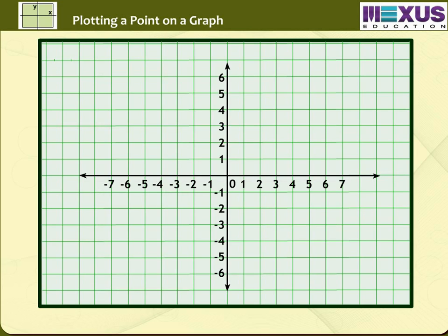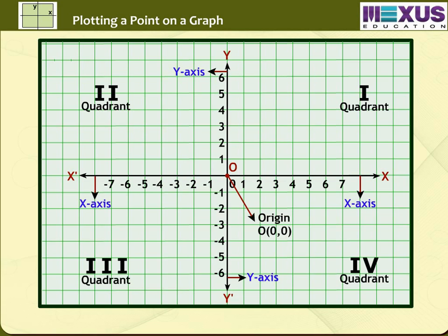We have already learned about graph and the Cartesian coordinate system. Let's revise it quickly. The line X'OX is called the x-axis, and line Y'OY is called the y-axis. The point O, the intersection of the x-axis and y-axis, is called the origin. It divides the plane into 4 quadrants.